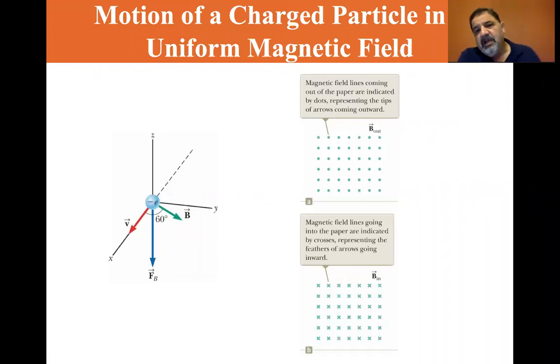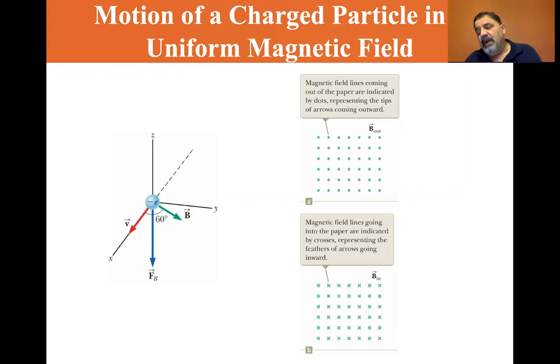Now, magnetic field lines going into the paper are indicated by crosses representing the feathers of arrows going inward. Think of it, it's called the fletching, the fletching on the back of an arrow for stability. Think of it as going away from you. So you see the little X's. That indicates that the magnetic field is going inward.